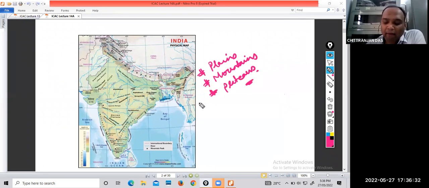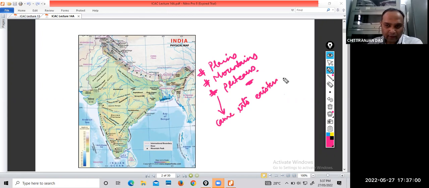Okay, so we have varied landforms, but one question will definitely come to your mind: how did all these physical features that we see in our country come into existence? यह कैसे बने? Is it not? This question must be coming into your mind. Yes or no?